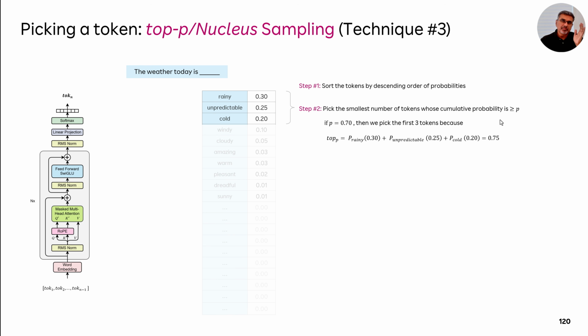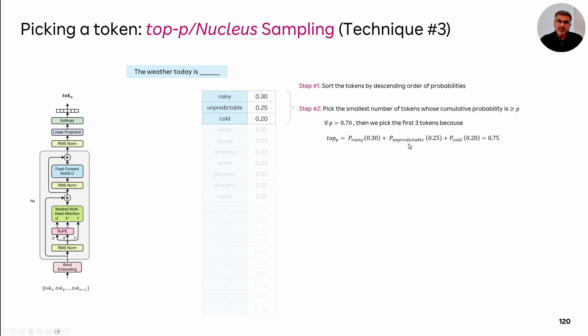You start with the first token, which you already sorted. Its probability is 0.30. Is it less than the P we selected, 0.70? Yes, so it becomes one of the candidates. Then you pick the next token, with a probability of 0.25. You add 0.30 plus 0.25, which is 0.55. Is that less than the configurable probability P, 0.70? It is. Fine, so even unpredictable makes it to your candidate list.